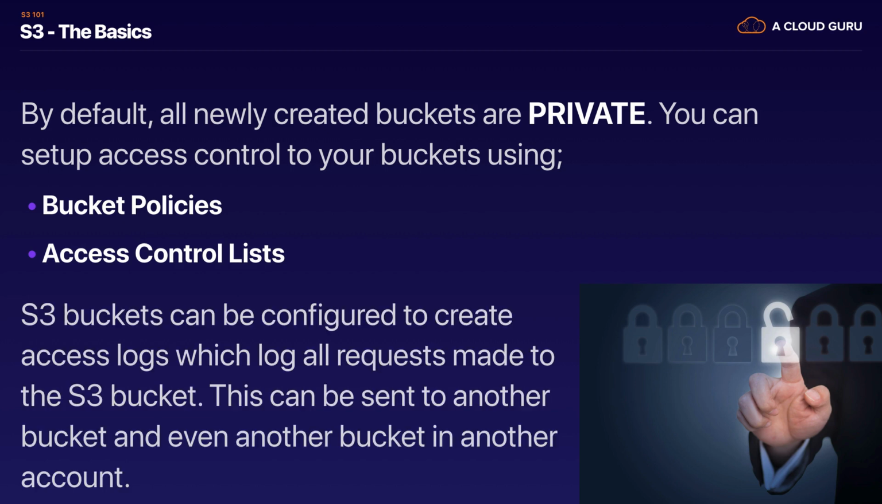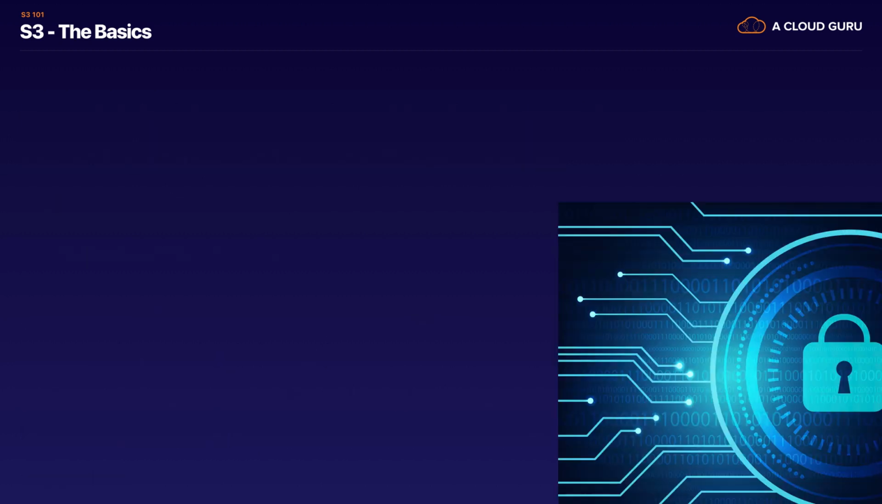And S3 buckets can be configured to create access logs, which logs all the requests made to your S3 bucket. So if someone tries to access an object, that is going to be logged. And this can be sent to another bucket or even another bucket in another account. So if you want to log who's accessing your objects in your S3 bucket, you can definitely do that. And you can store those logs in an S3 bucket in your primary AWS account, or you can actually set it up in a different AWS account.